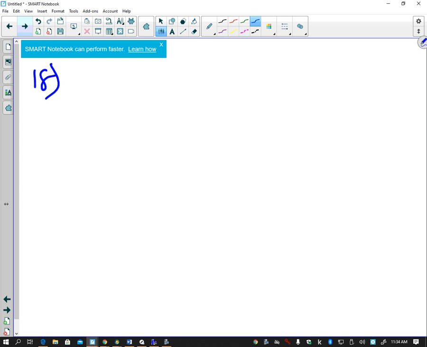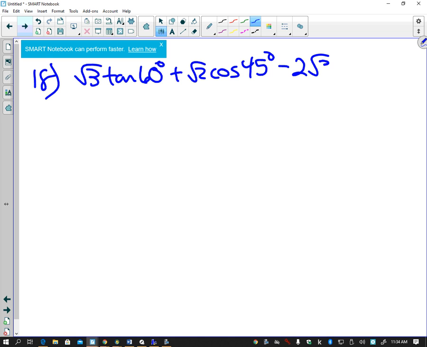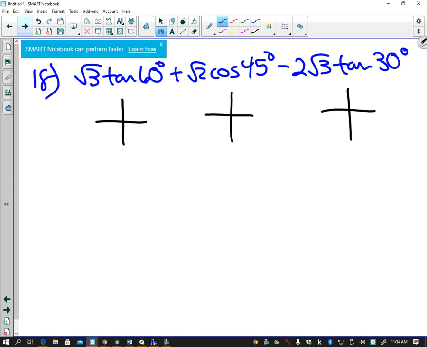Draw a reference triangle and evaluate. So we've got radical 3 tan 60 plus radical 2 cosine 45. These are in degrees. Minus 2 radical 3 tangent 30. Okay, so the first thing on all 3 of these is to get reference triangles drawn up on coordinate planes. And we want to make a habit of that, because later on they're going to give us degrees that don't automatically put us in the first quadrant, and so we need to be flexible.